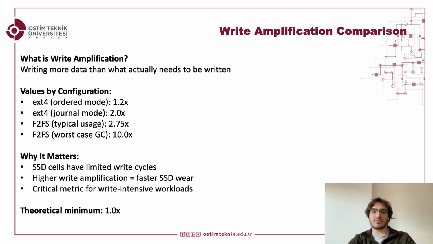Write amplification means writing more data than what actually needs to be written. Ext4 in ordered mode does only 1.2 times extra writes, while journal mode goes to 2 times. F2FS is more complex. Typical usage is around 2.75, but when garbage collection is intensive, it can reach even 10 times. Why does it matter?